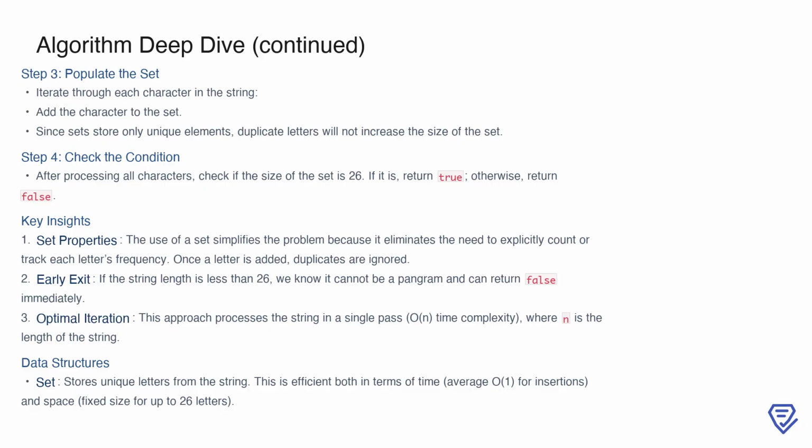There are a few key insights that make this approach efficient. First, the use of a set simplifies the problem significantly, as we don't need to explicitly track or count the frequency of each letter. Once a letter is added to the set, duplicates are ignored automatically. Second, we can optimize further by including an early exit condition. If the string length is less than 26, we know it cannot possibly contain all 26 letters, so we can return false immediately. Finally, this approach ensures optimal iteration through the string, achieving a time complexity of O(n), where n is the length of the string, as we process each character only once. The set also has an average constant time complexity for insertions and checks, and its space usage is minimal, as it can only grow to contain up to 26 elements.